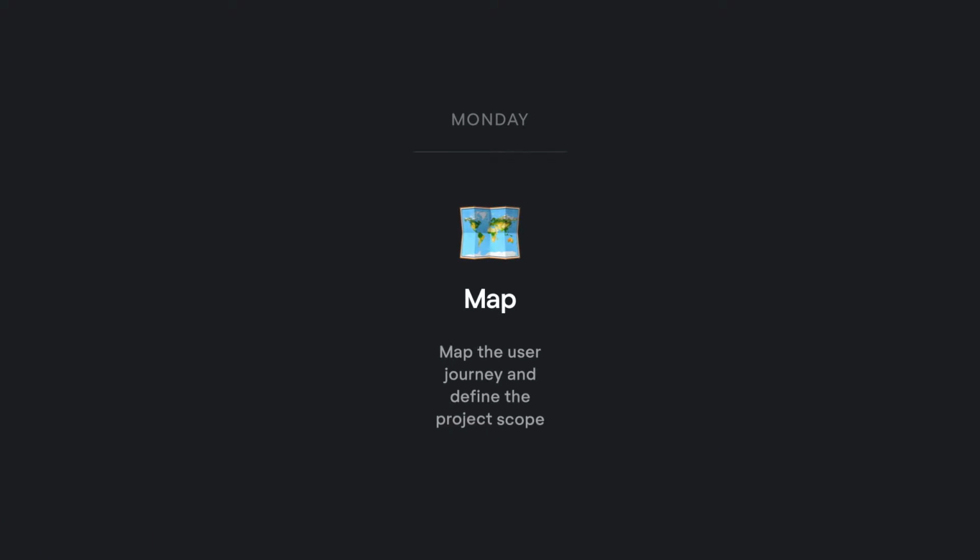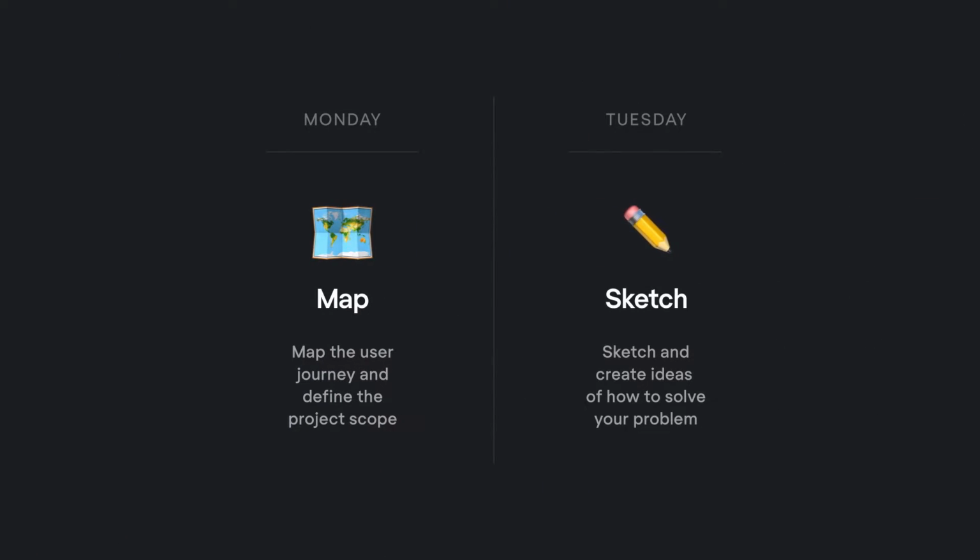We are going to look at them one by one. Map. This is a stage where you set the goals of the whole sprint. You gather all valuable data on the problem statements and customer profiles, map the user journey, and define the project scope. Sketch. It's a stage of the ideation process that is often conducted as a sketching workshop.